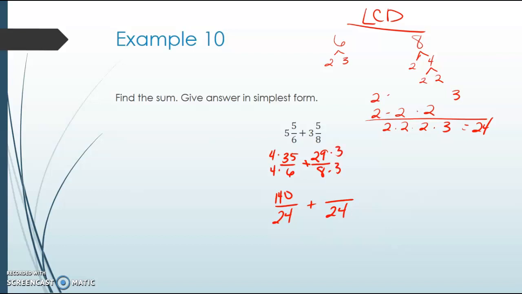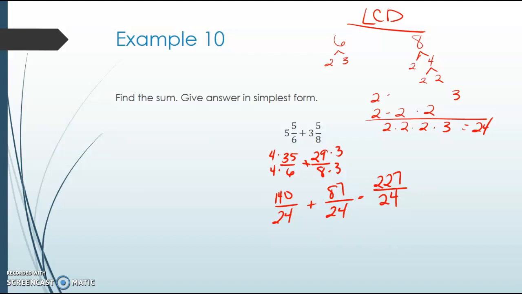I'm going to take 3 times 29. So 29 times 3 gives us 87. And now since they have the same denominator, I can now take 140 plus 87, and we end up with 227 over 24.